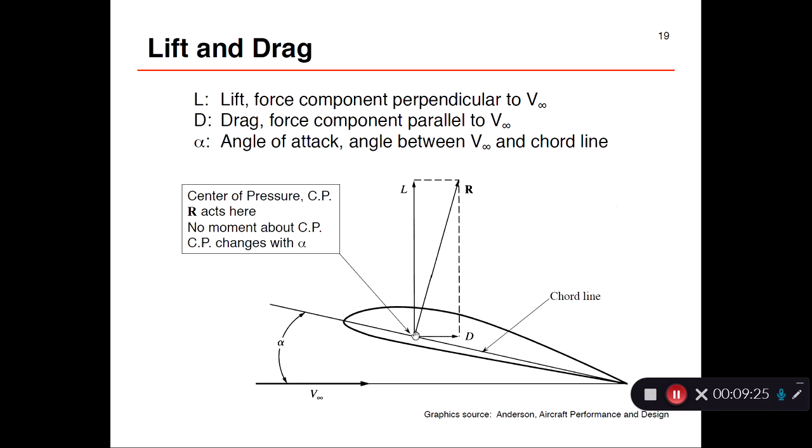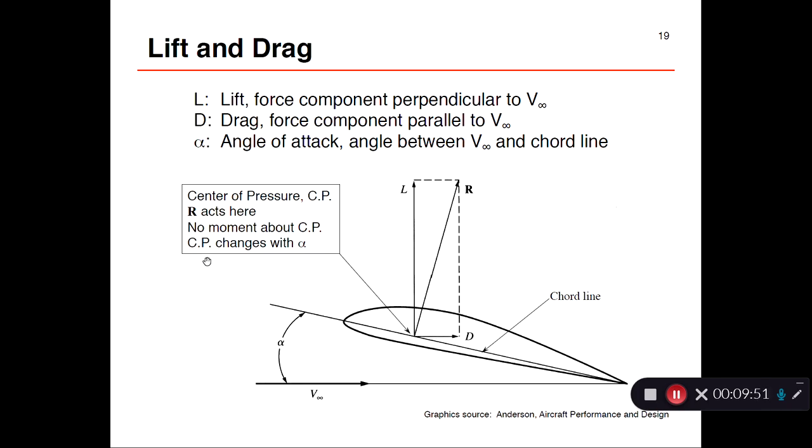Center of pressure is the point where you have no moment. It's not a center of gravity, which deals with masses. You may think of it as a center of pressure. At this point, there's no moment. Aerodynamic forces pass through this point, but there's no moment at this point.